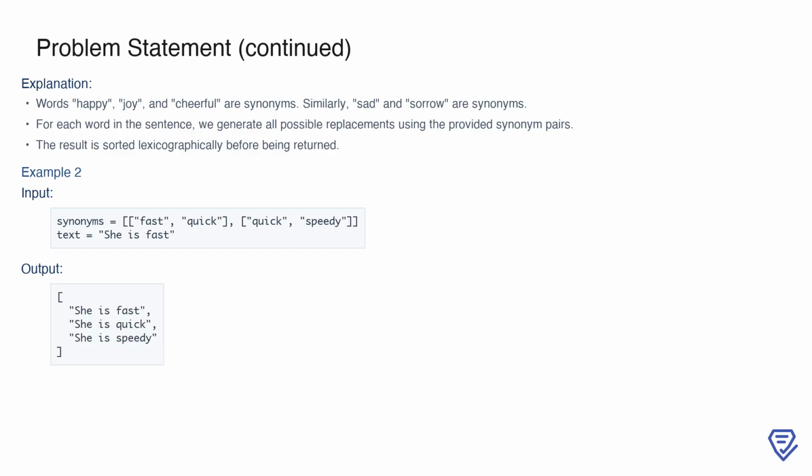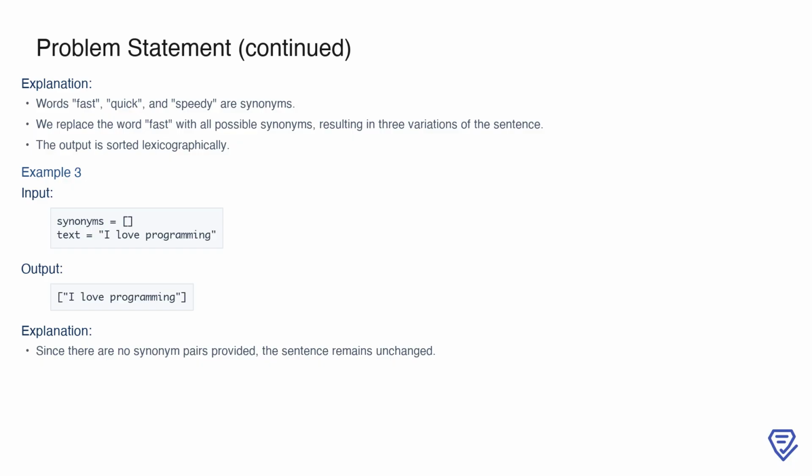Now, taking a second example, if the synonym pairs are fast and quick, and fast and speedy, and the sentence is "she is fast," we generate 3 variations: "she is fast," "she is quick," and "she is speedy." Again, the output is sorted lexicographically. Here's another example. If no synonym pairs are provided, like in the case where the sentence is "I love programming," the output remains unchanged as "I love programming."